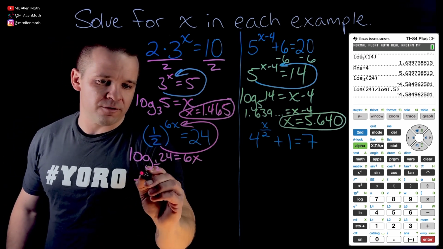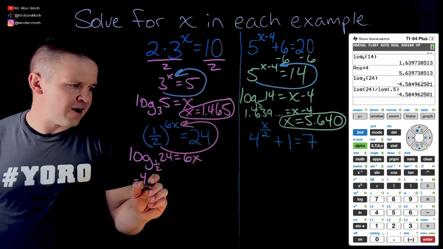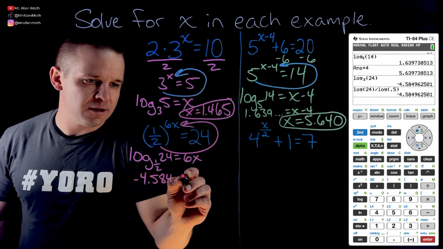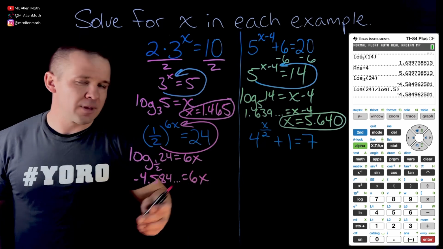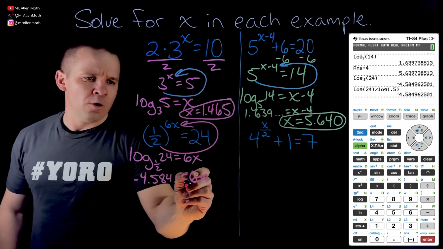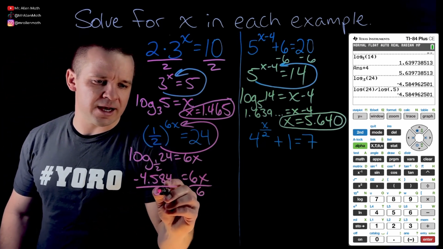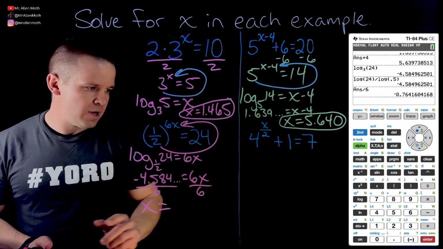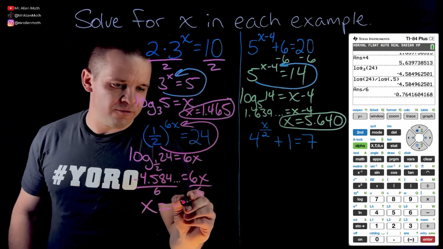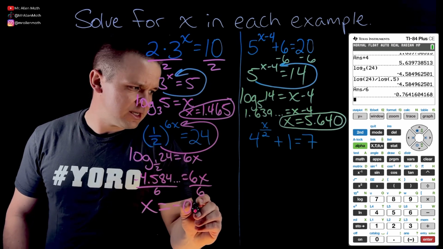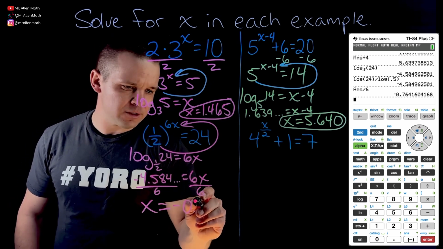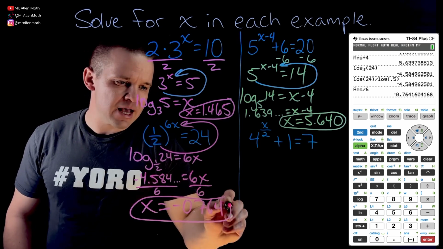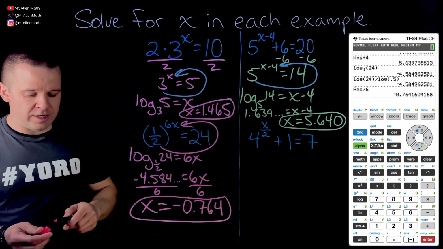I've got negative 4.584 and change, 584 dot dot dot equals 6x. How do I finish solving here? Well, I'll divide by 6 on both sides, and I get x equals, divide by 6, boom, we get negative 0.764. Final answer.